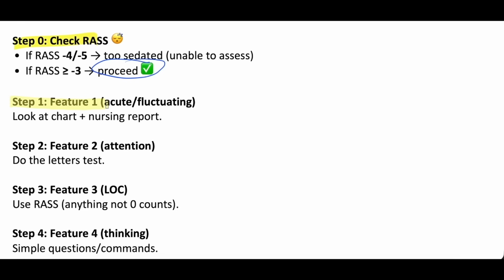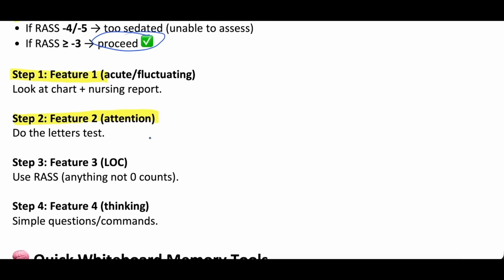Step 1, feature 1. Do they have acute onset of altered mental status? Is their mental status fluctuating? Okay, so look at the chart, talk to the nurse, talk to your colleagues, talk to the patient. If they have acute onset and or fluctuating mental status, move on to feature 2. Do they have inattention? You can do the letter test. Squeeze my hand when you hear the letter A. If they have inattention, then move on to step 3, right?